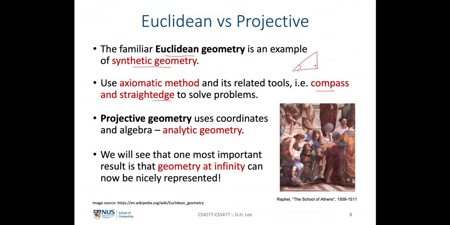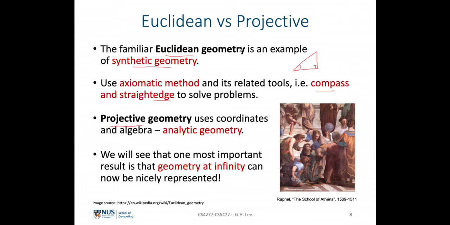And what we're going to look at in this module is what we call projective geometry. Instead of making use of axiomatic methods and tools such as compass and straight edges to solve the problem, we're going to make use of mathematics. We are going to make use of coordinates, and in particular algebra or linear algebra, to solve problems in projective geometry. We will learn in later lectures how we can convert projective geometry representation, in particular homogeneous coordinates, into Euclidean geometry or Euclidean space.